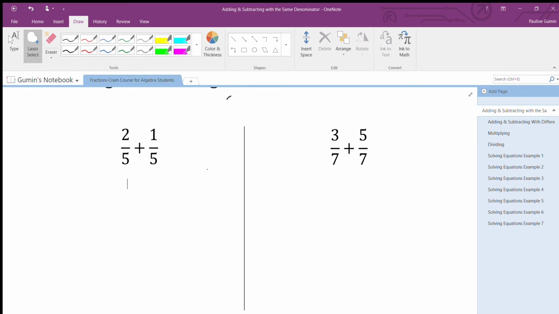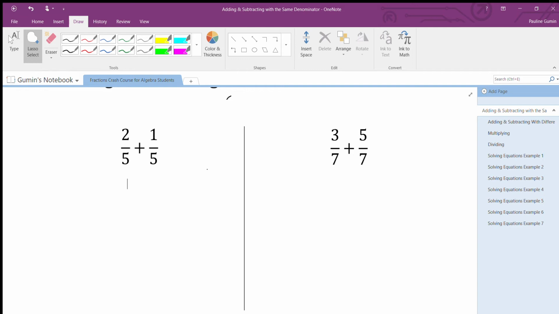The first things that we're going to look at are the four basic operations of fractions, meaning addition, subtraction, multiplication, and division. Addition and subtraction are a little bit funky because we do need the same denominator. It gets a little hard for some students, so let's start with those two.